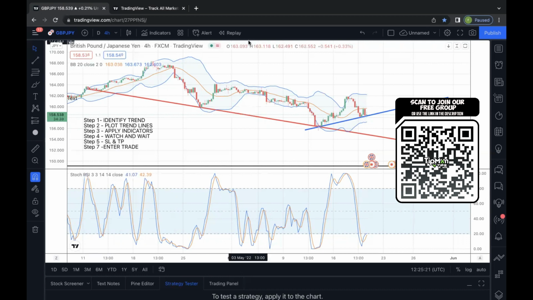But for this one, we can afford to be nice and patient because our buy zone, our ideal buy zone, is quite far away. It's going to take probably a couple of days for it to reach. But we're going to now delete that one off.